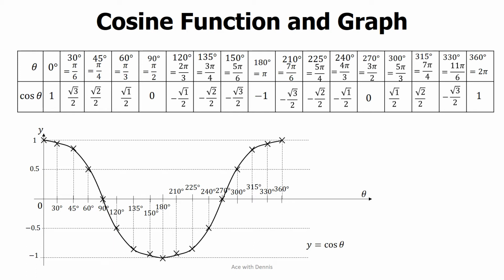Okay, and then angle 330 degrees is 11 pi over 6. So cosine 330 degrees equals root 3 over 2. So plot on the graph, this is the point. And now we join all the points together, we form this curve. Alright, then we look at the overall picture. Right, so this is how the cosine theta graph looks like.